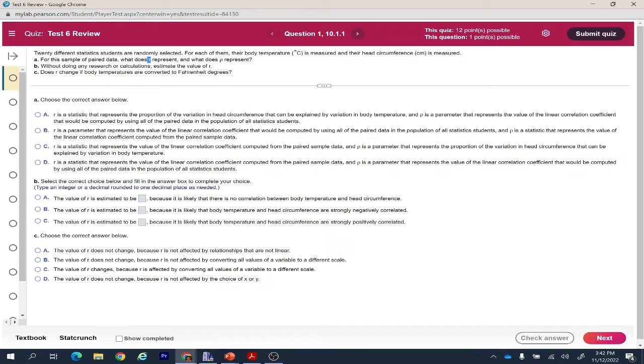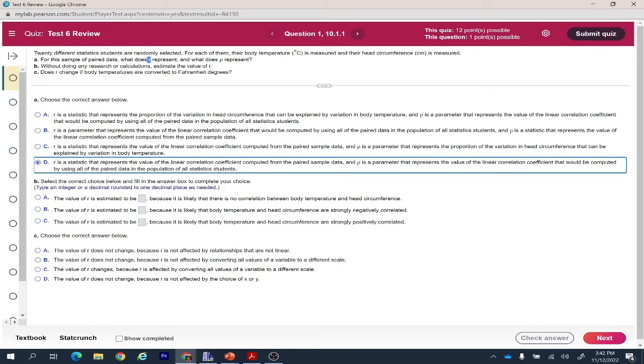r is a statistic that represents the value of the linear correlation coefficient computed from the paired sample data, and rho is the parameter that represents the value of the linear correlation coefficient that would be computed by using all of the paired data in the population of all statistics students. So this is the right choice: r for the sample and rho for the population.